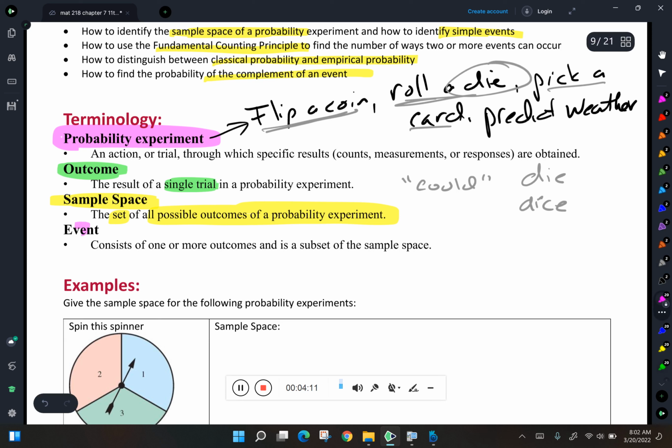All right, so more terminology. We've got event. An event is a subset of a sample space. So it consists of one or more outcomes, and it is a subset of our sample space.